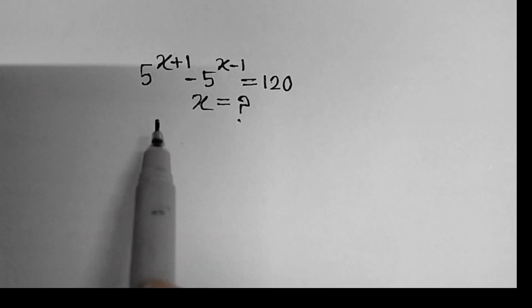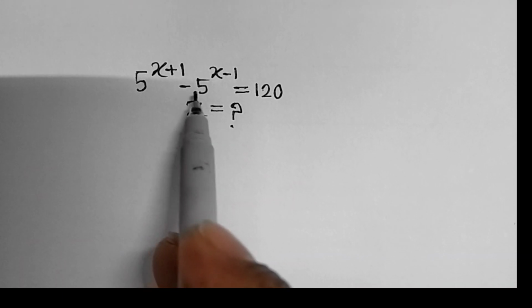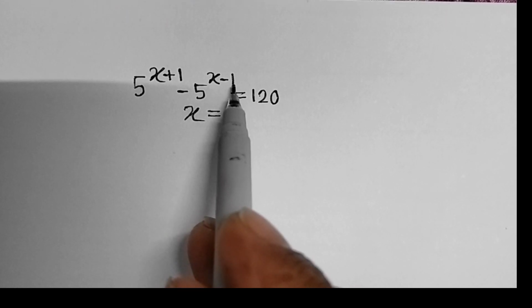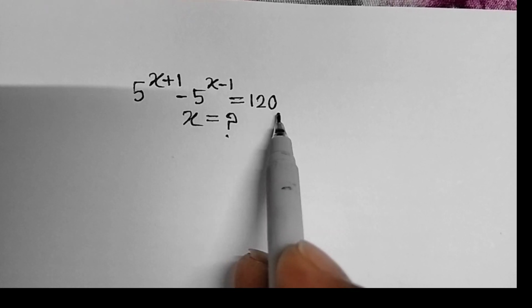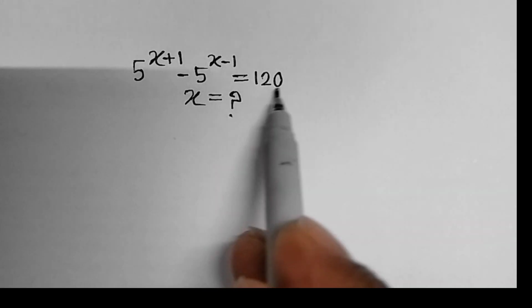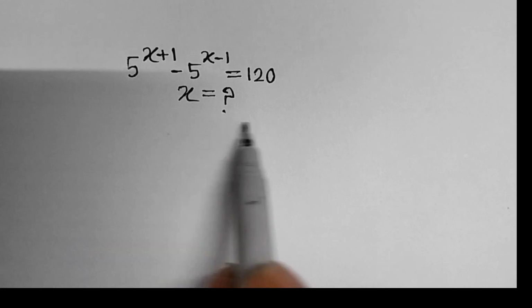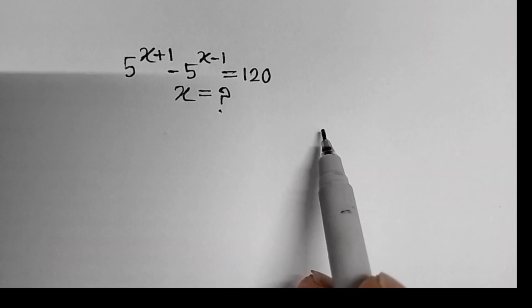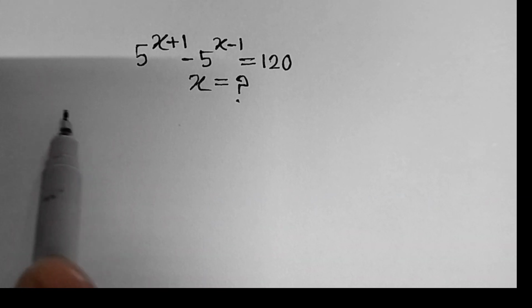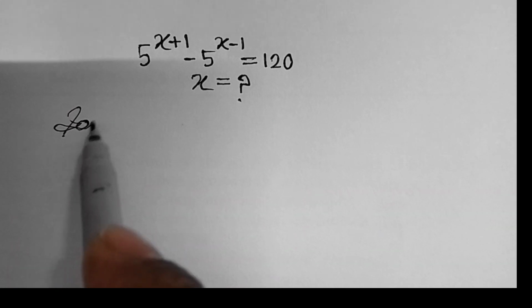5^(x+1) - 5^(x-1) = 120. This is our given equation. We will have to find the value of x. How to find the value of x? It's very easy. Let's see the solution.